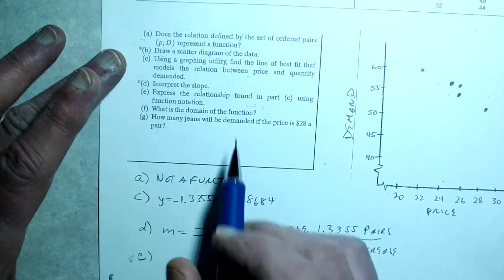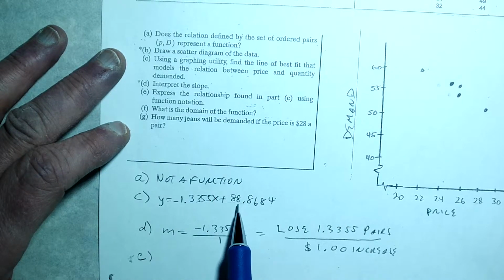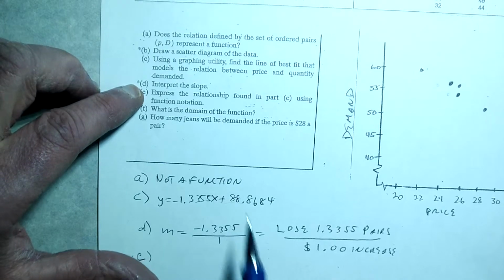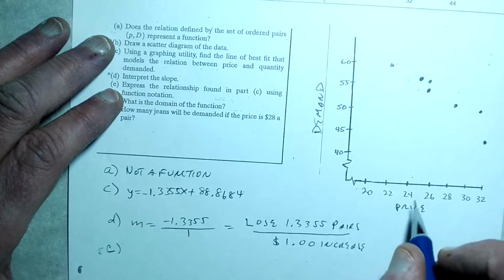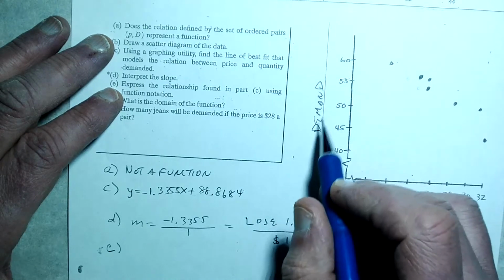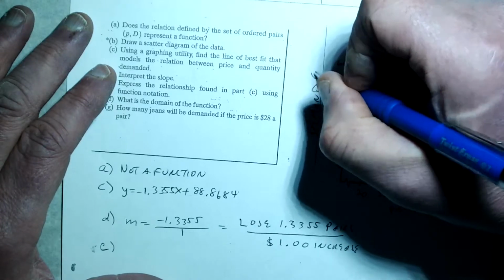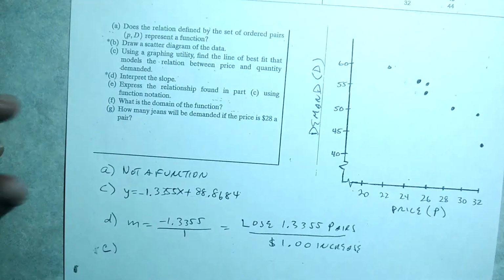And E says, express the relationship that we just found in part C in function notation. So let's think about this. This is price, so I'll go ahead and represent that with P. This is demand. I'll go ahead and represent that with D. And by the way, this has already been identified up here in the beginning of the problem.